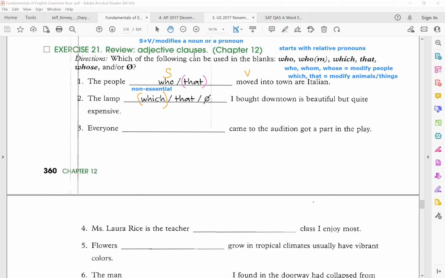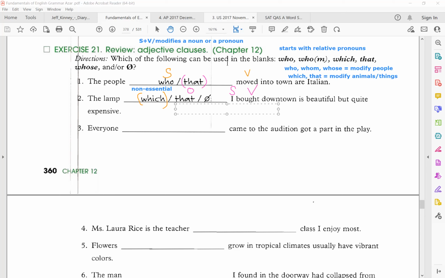So now you might be wondering, why can we omit or take out the relative pronoun? It is because in this case, I bought the lamp downtown. Our relative pronoun is object. It is not subject, and that is why we can omit.